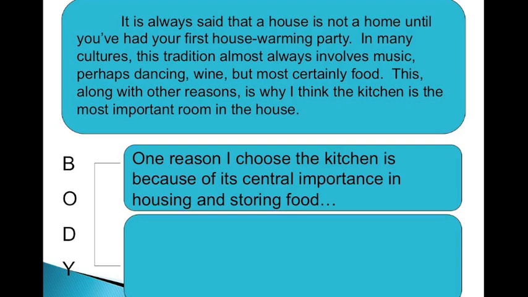So notice how in my first paragraph, since this is an explanatory essay, I use a sequence word, such as one or one reason. This gives the idea that you're expecting something else to follow. So again, one reason I choose the kitchen is because of its central importance in housing and storing food. So I'm going to explain more in this particular paragraph why food is such an important role in the family and, of course, in our lives.